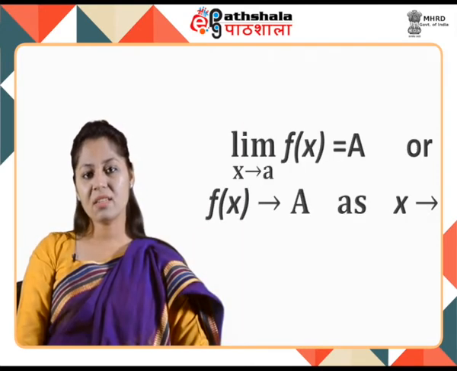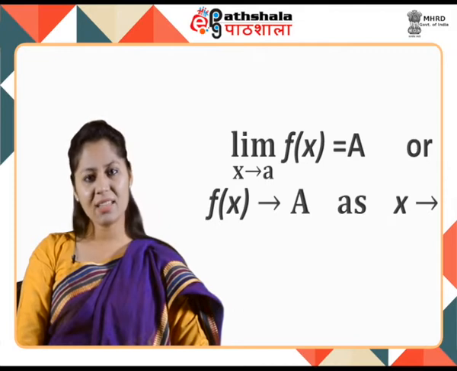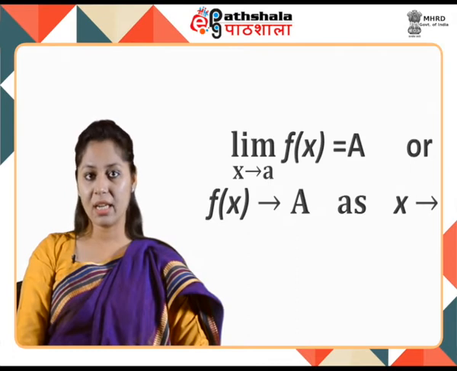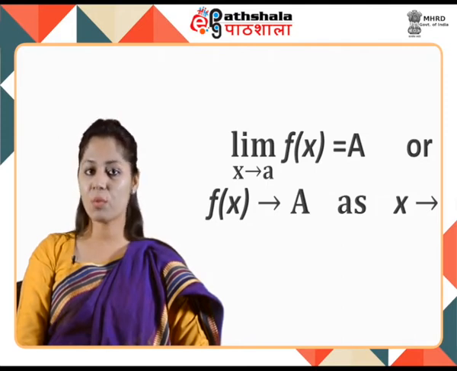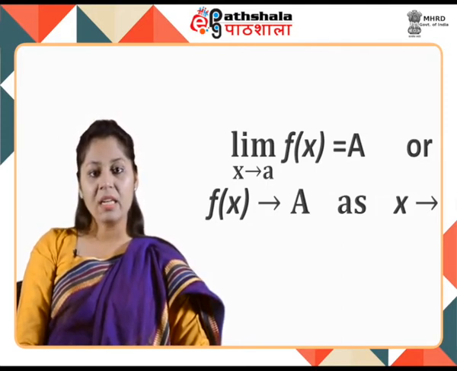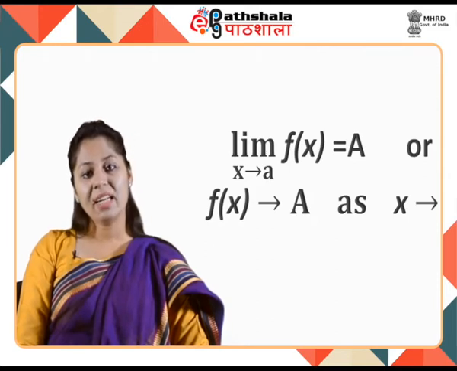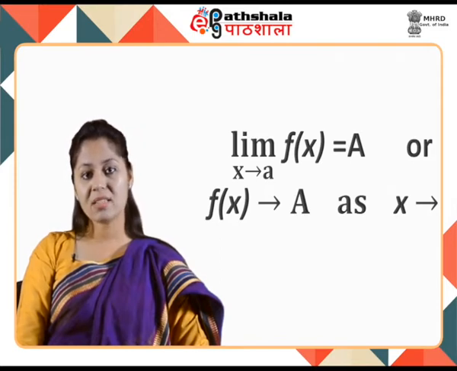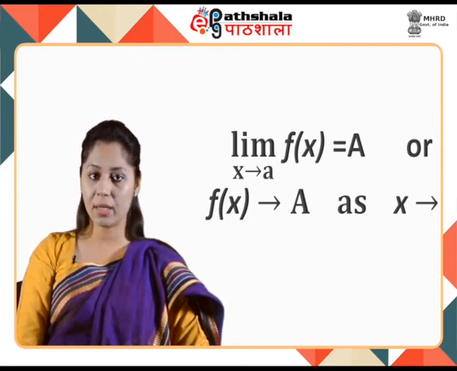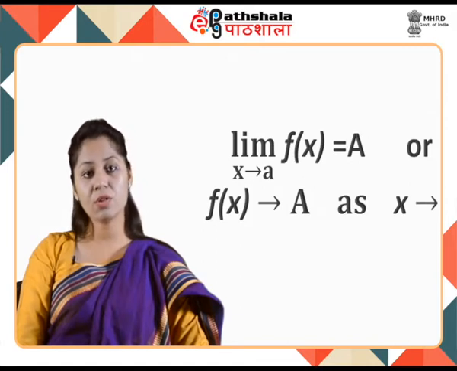Suppose f is a real valued function and a is any constant, then we write limit x tending to a f(x) is equal to capital A, or f(x) tends to A as x tends to small a, where tending to stands for tending towards but is not equal to. This implies f(x) tends to or gets close to capital A as x approaches or gets close to small a, not necessarily equal to a.